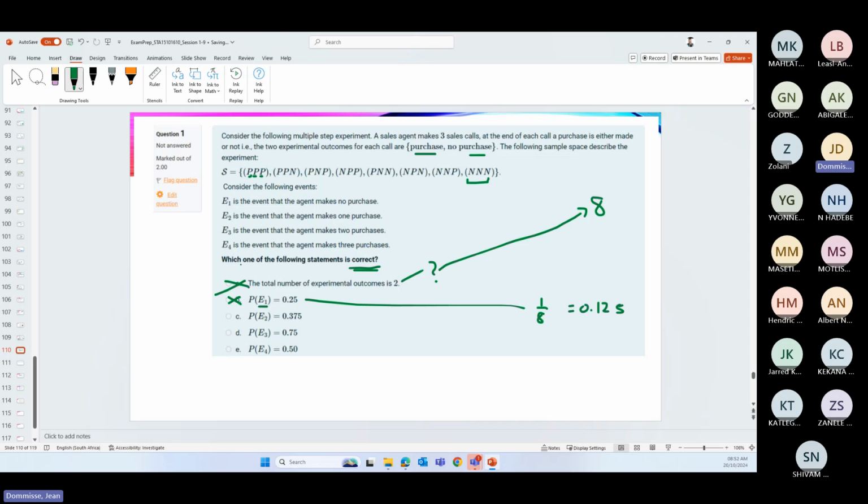Okay, so let's see what is event 2. Event 2 is the event that the agent makes one purchase. Okay, only one. Okay, so there's 3. So let's go to event 4, where it is free purchases. So there's only one that is free purchases. So that is also 0.125.